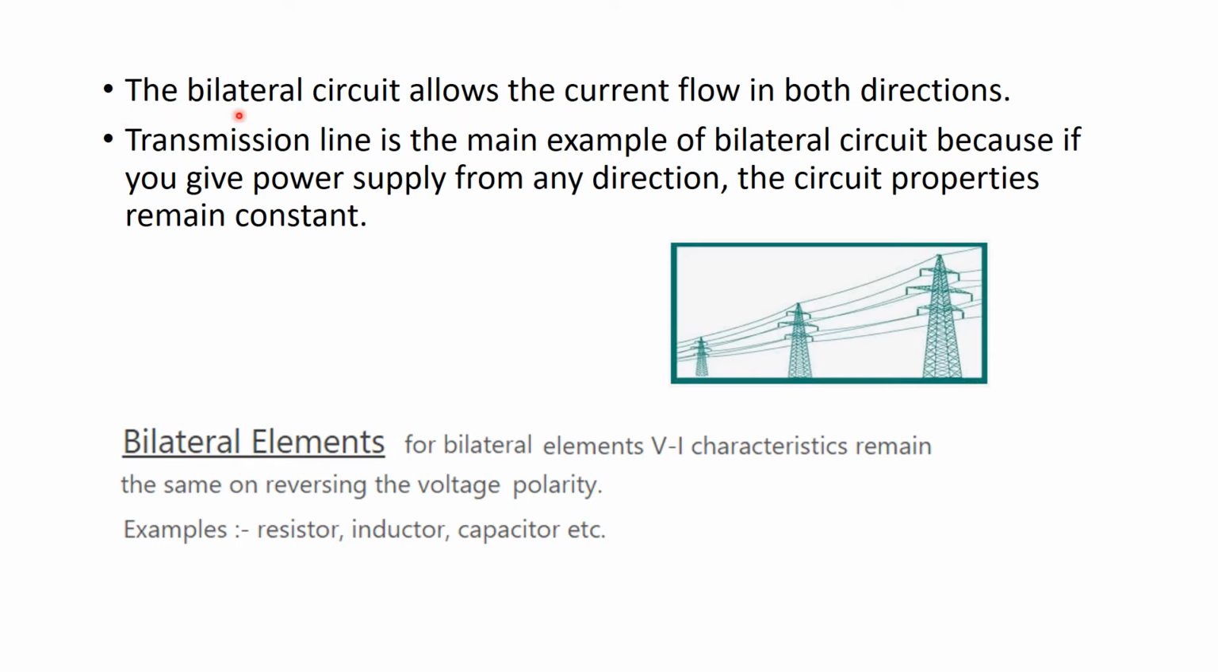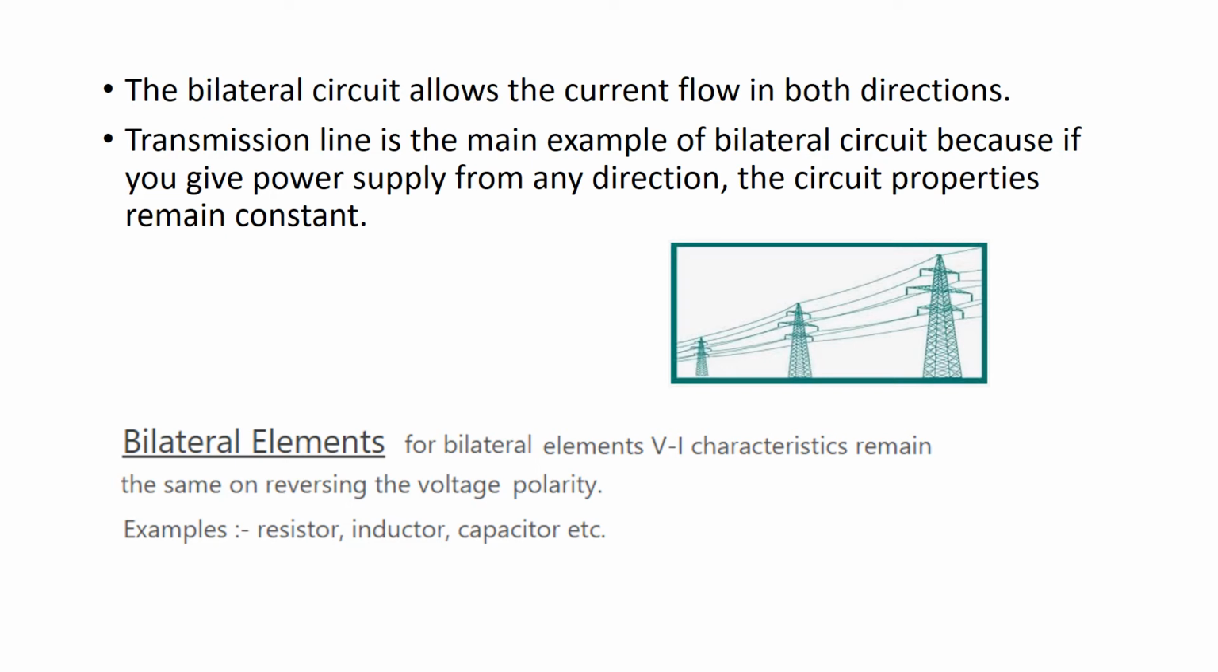Coming on to the bilateral circuit elements, they allow current flow in both directions. And the most common example given is the transmission line. So whether you are sending signal from this side or from this side, it does not matter really. The transmission line will carry the signal. So the transmission line is the main example of a bilateral circuit, because if you give power supply from any direction, the circuit properties remain constant.